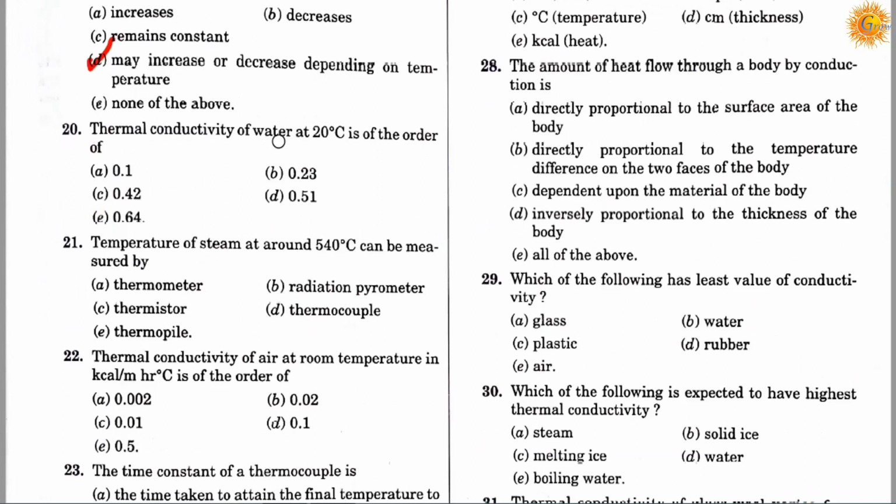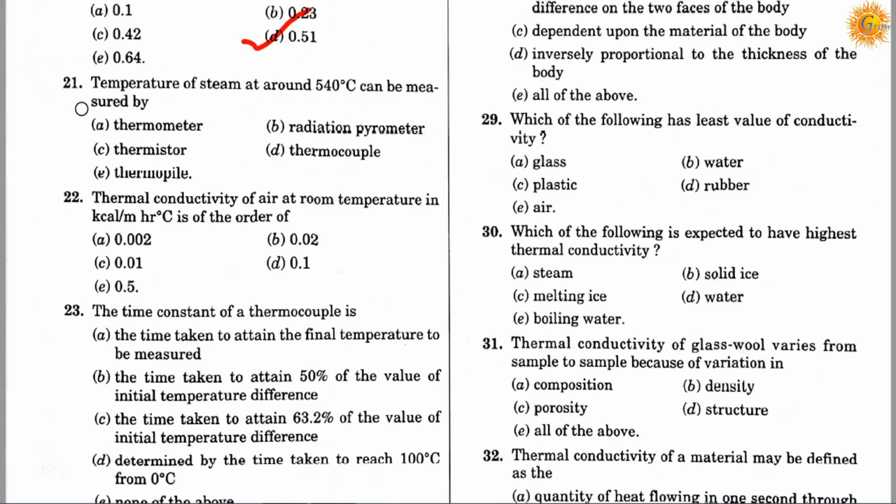Question number 20. Thermal conductivity of water at 20 degrees centigrade is of the order of option A, 0.1, option B, 0.23, option C, 0.42, option D, 0.51, option E, 0.64. Correct answer is D. It will be 0.51.